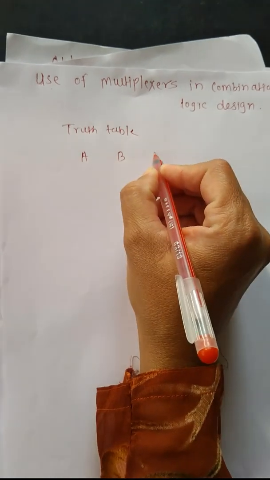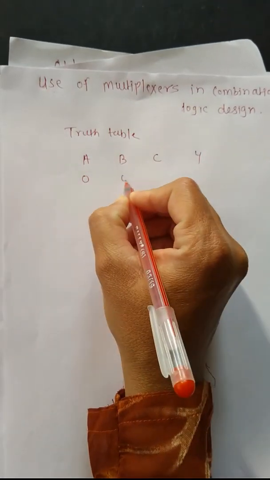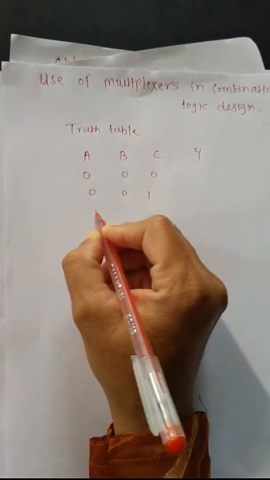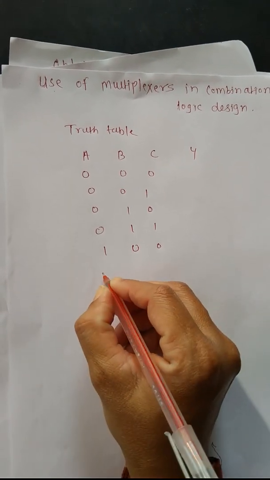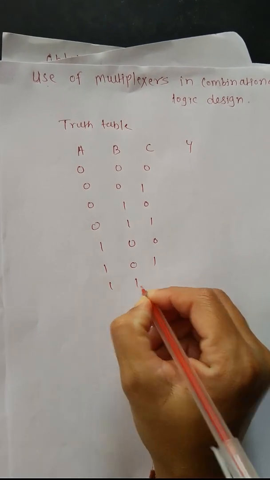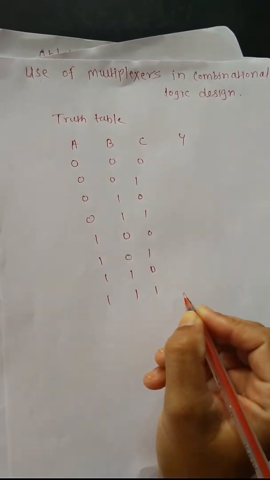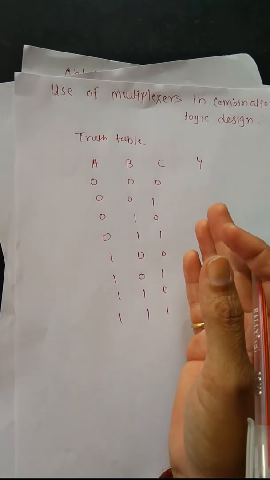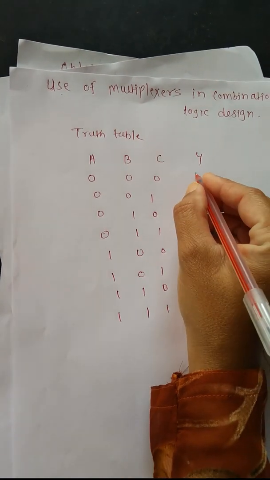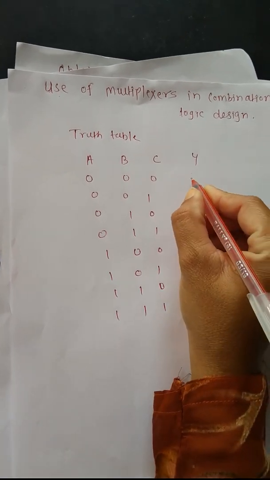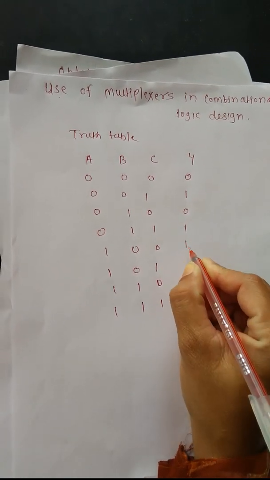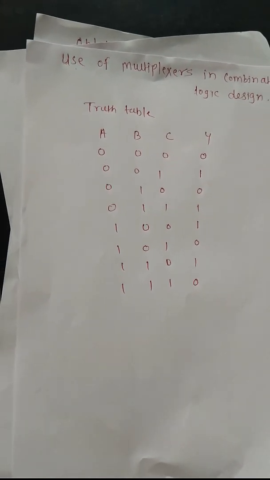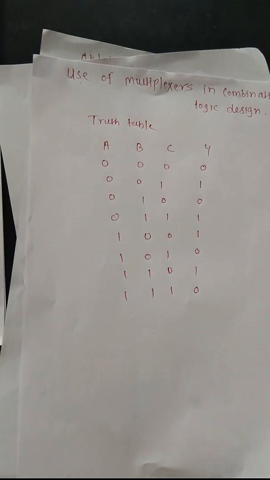The truth table has inputs A, B, C and output Y: 000 gives 0, 001 gives 1, 010 gives 0, 011 gives 1, 100 gives 1, 101 gives 0, 110 gives 1, 111 gives 0. This is the truth table given, and from it we design the multiplexer.